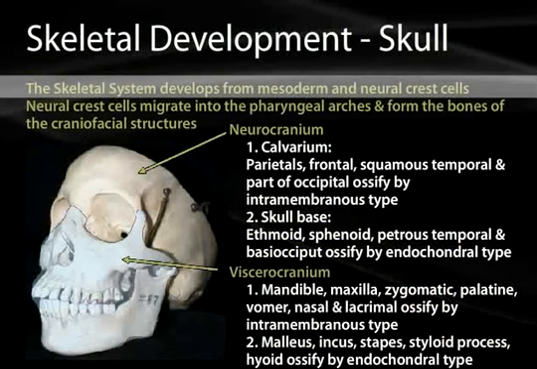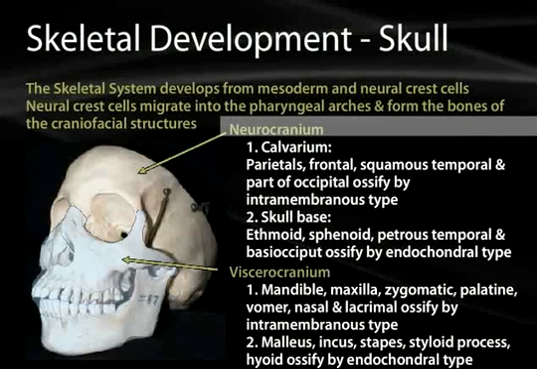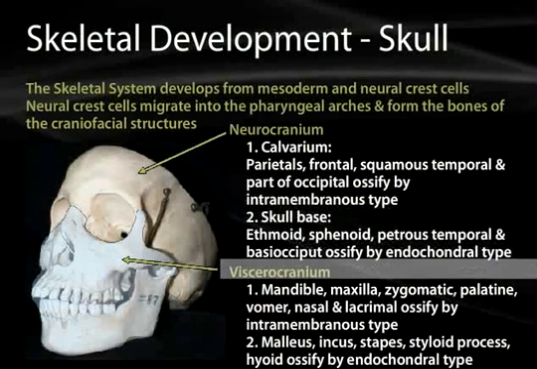So let's look at the skeletal development of the skull. The skeletal system is going to be developing from the mesoderm and some neural crest cells for components of it. The neural crest cells are going to be migrating into the pharyngeal arches and forming the bones of the craniofacial structures. The neurocranium and the visceral cranium are two components of the skull.